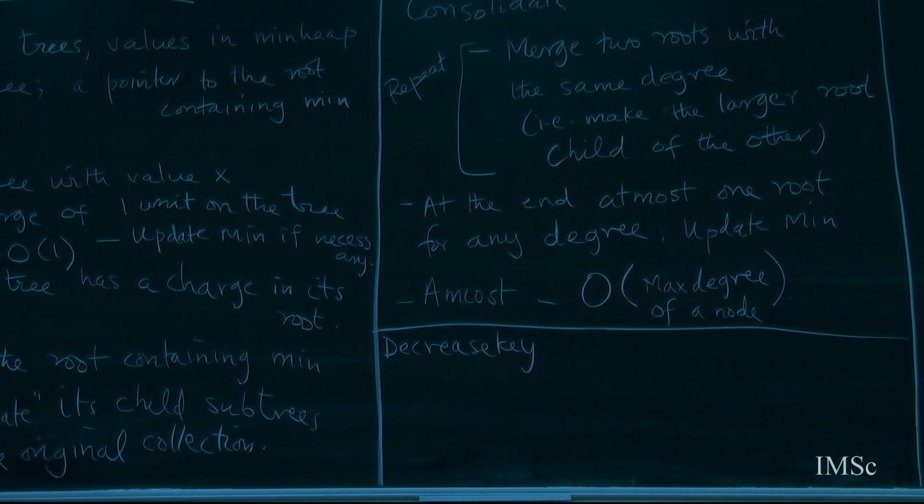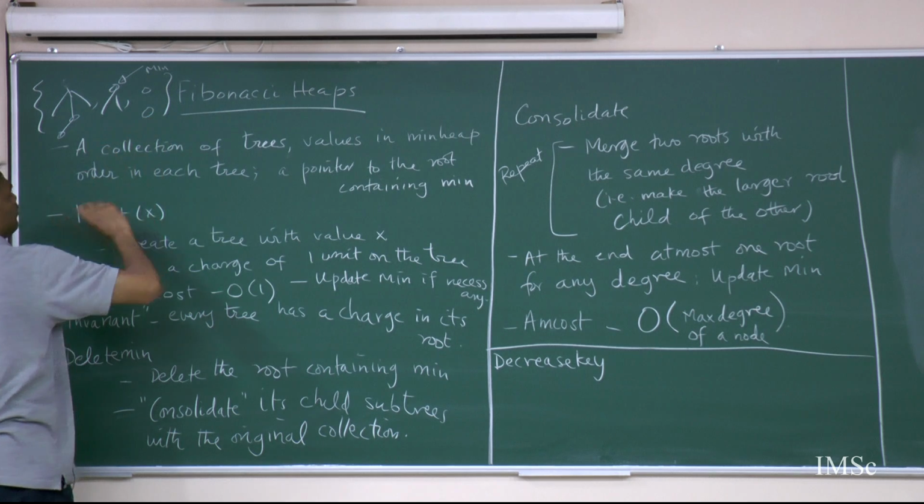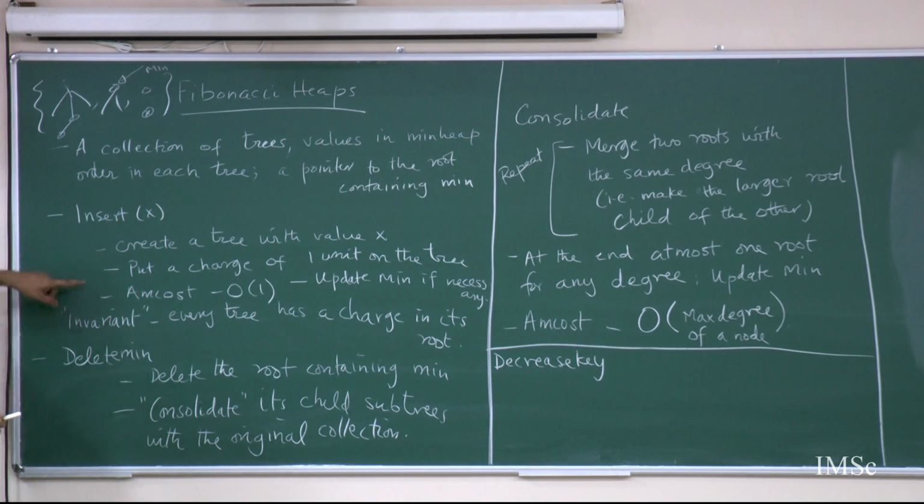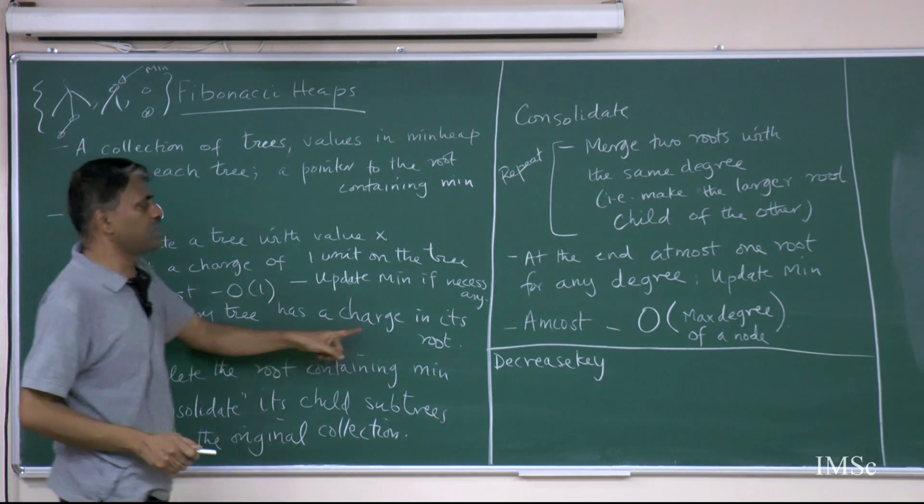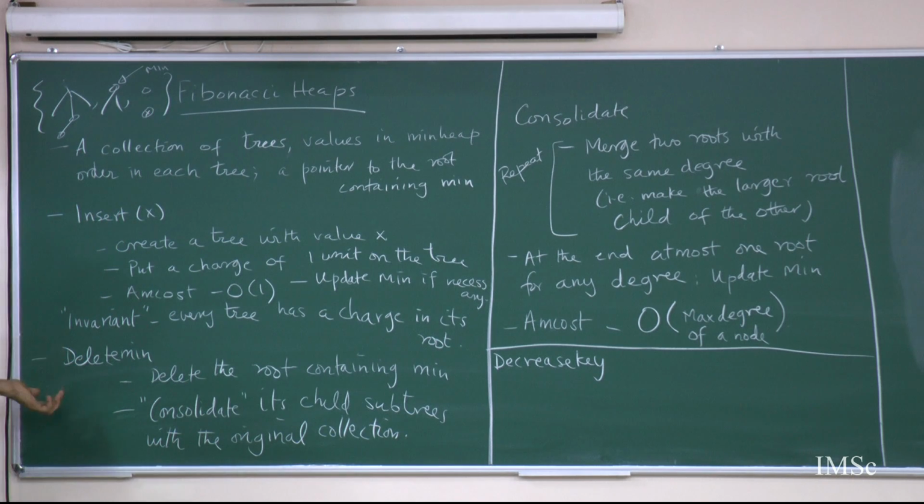The insert operation: I want to insert a new node. I will create a single node with one value and add it to this collection. That's it. So that X is added, and I will put a charge of 1 unit on the tree. The invariant I am maintaining is that every tree has a charge in its root, because the delete min operation will do some consolidation and it's going to use up all this charge to do all these merges. So the amortized cost of an insert is a constant, because it just needs to pay for creation of this node and whatever charge is required, which we're going to call 1 unit, to put on the tree.